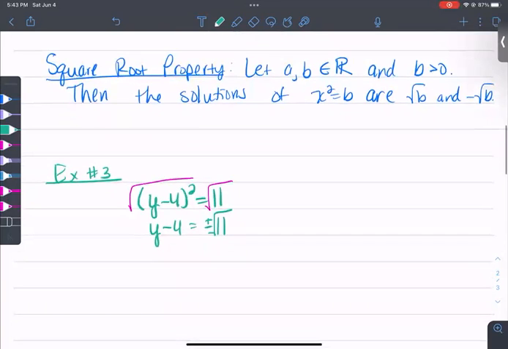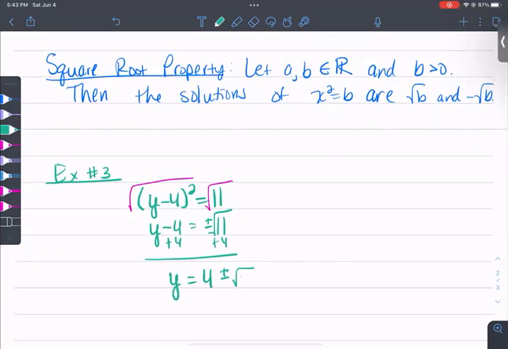And then to get y by itself, I would need to add 4 to both sides. So the solution would be written as y equals 4 plus or minus the square root of 11. And that's using the square root property.